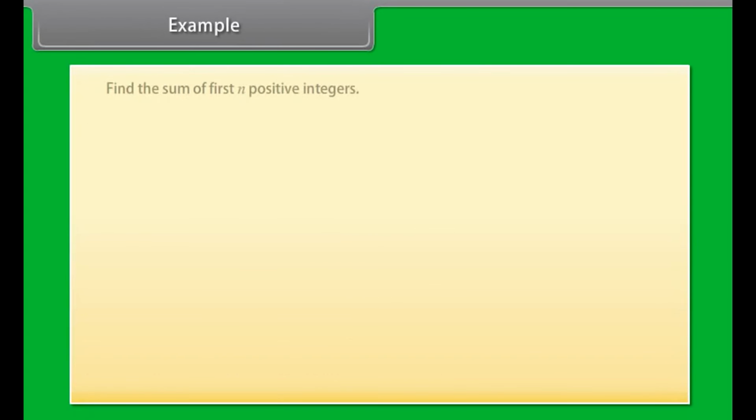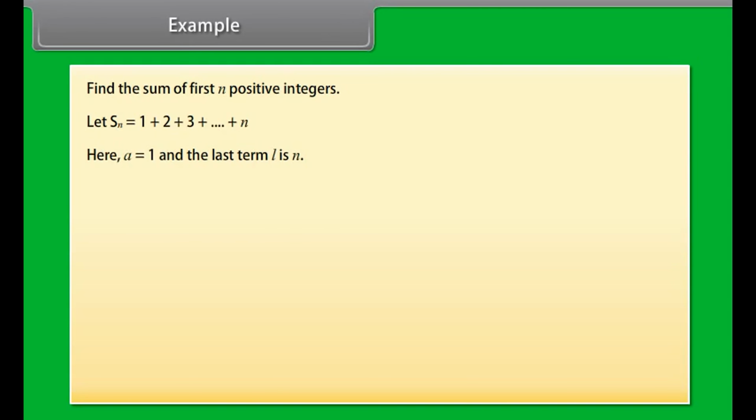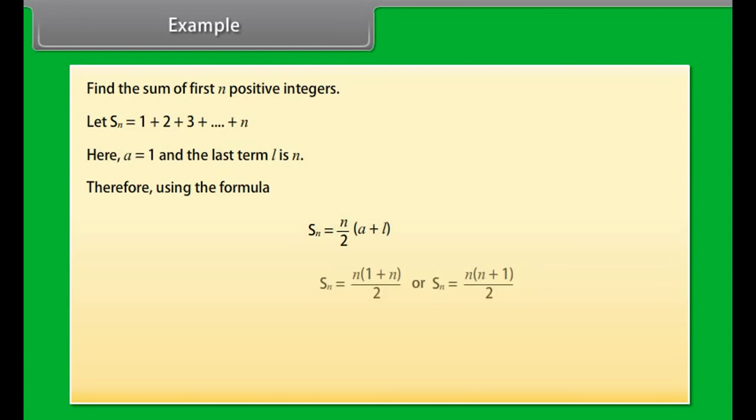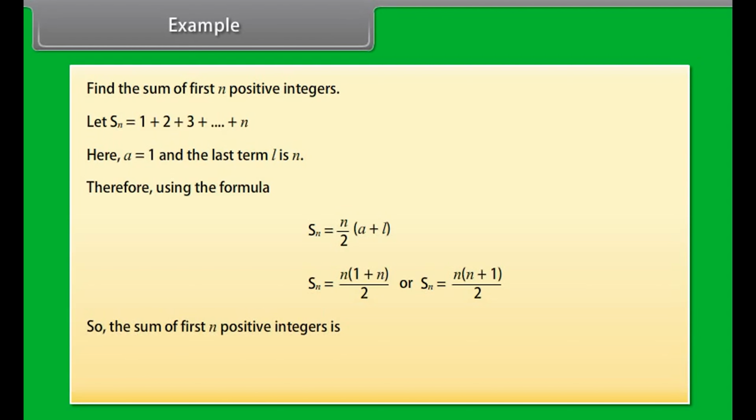Find the sum of first n positive integers. Let Sn is equal to 1 plus 2 plus 3 plus and so on plus n. We can see that here a is equal to 1 and the last term l is n. Therefore, using the formula Sn is equal to n upon 2 into a plus l, we get Sn is equal to n into 1 plus n whole upon 2, or Sn is equal to n into n plus 1 whole upon 2. So, the sum of first n positive integers is Sn is equal to n into n plus 1 whole upon 2.